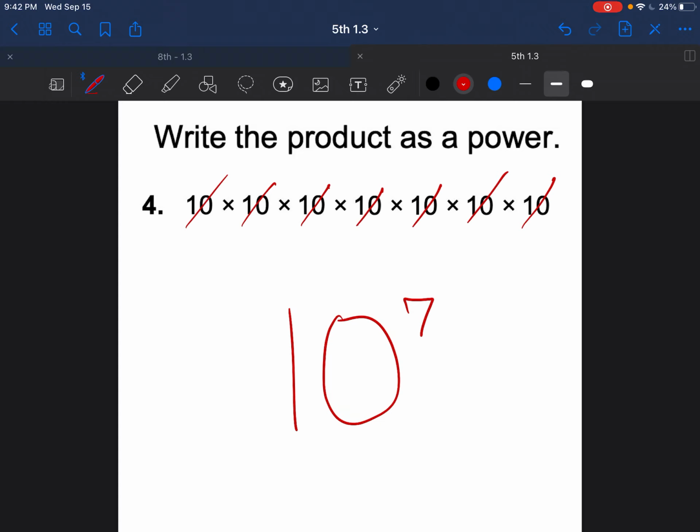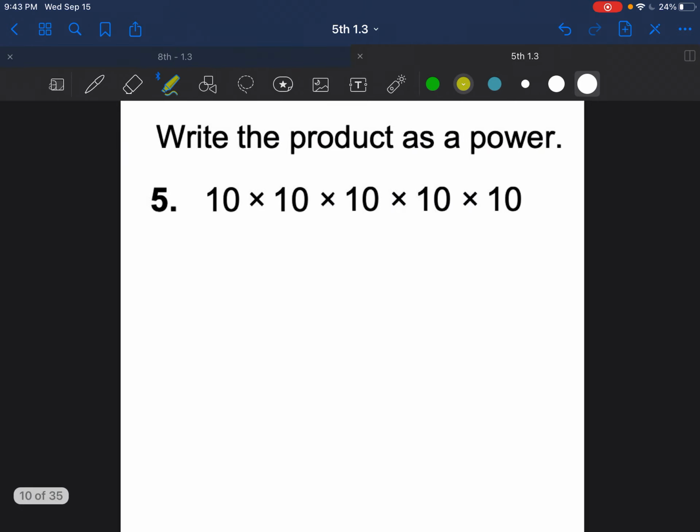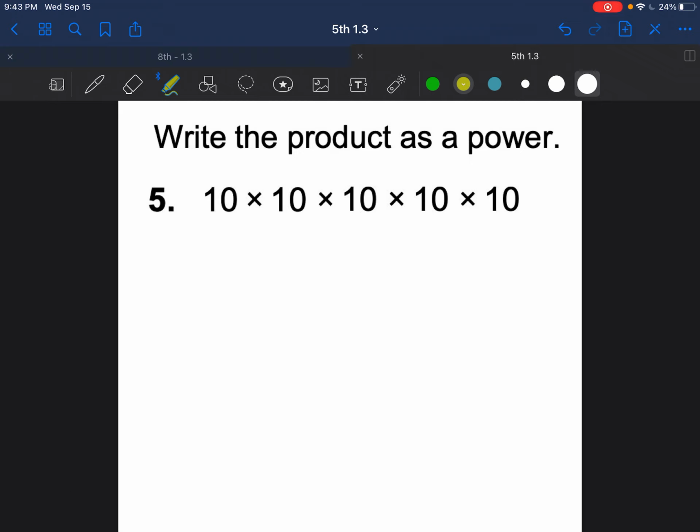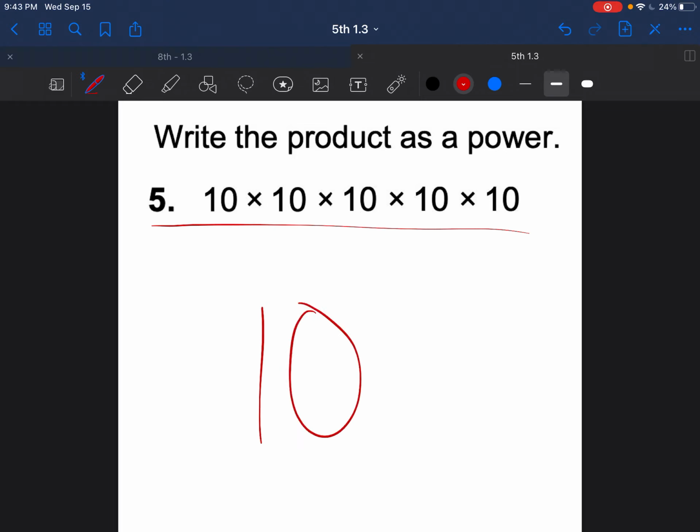Alright, make sure you write these questions down. I don't want you to write this down, but make sure you write down the question and your answer. Alright, let's move on to question number 5. Write the product as a power. So write down the question, press pause if you have to, then write down your base, which is 10, the big number, and let's see how many exponents we have. We have 1, 2, 3, 4, 5. It's going to be 10 to the 5th power.